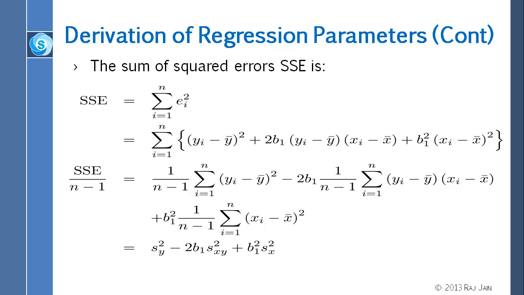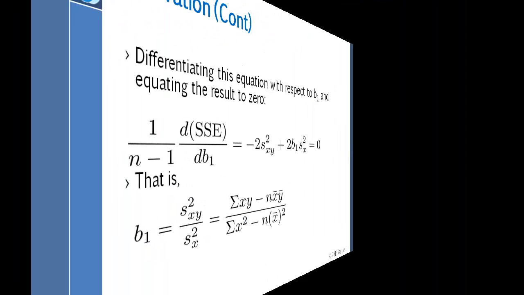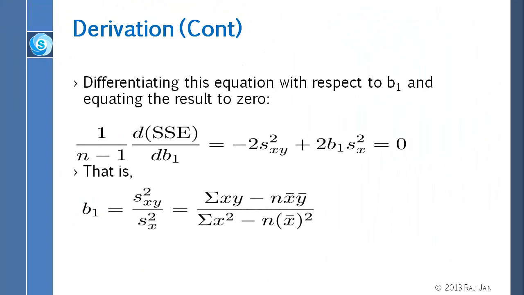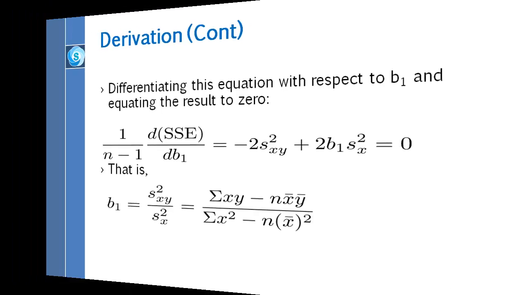This whole thing is s_x squared, and this thing is the covariance s squared xy. So now I can differentiate it much easier. Now this is a simple term. So we differentiate that, and we get that B1 is simply s squared xy divided by s squared x, and so we can write down the expressions.